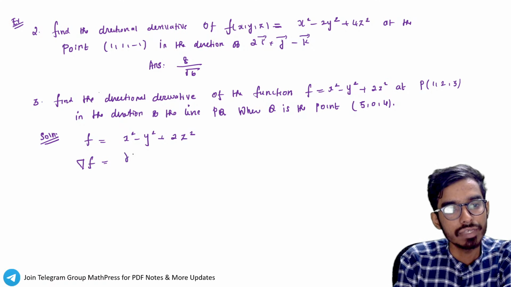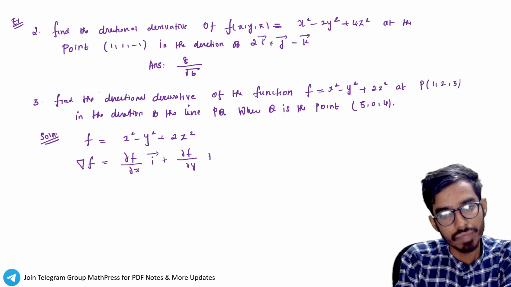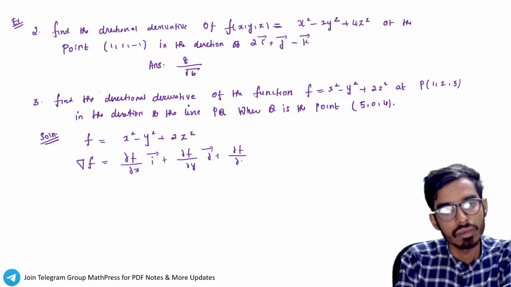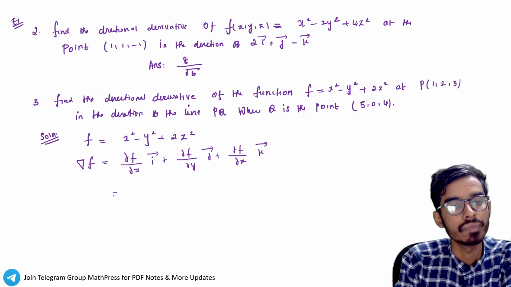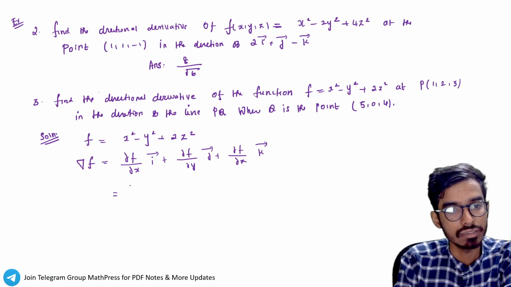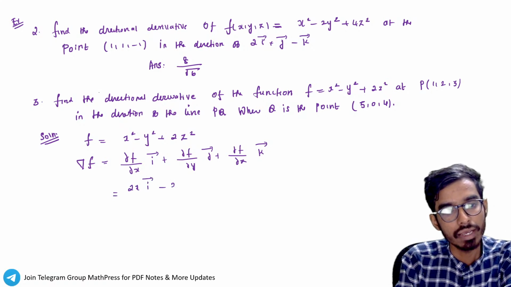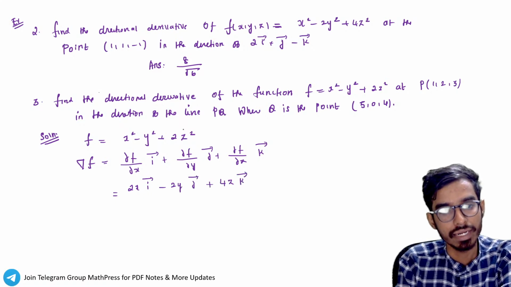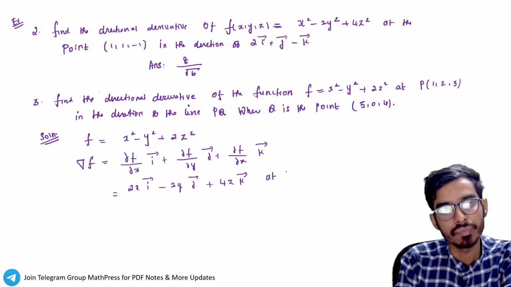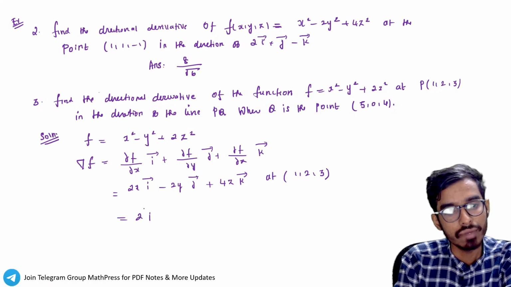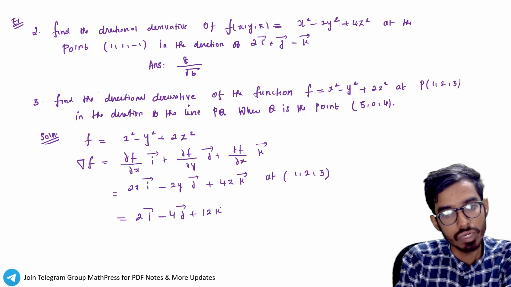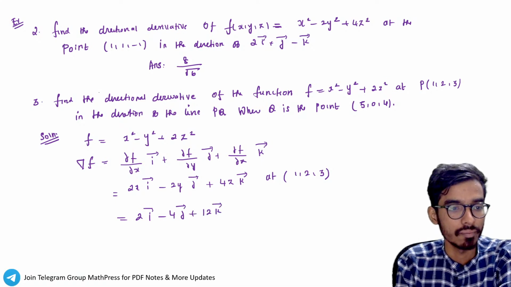So del f is dou f by dou x into i vector plus dou f by dou y into j vector plus dou f by dou z into k vector. Now with respect to x, it will be 2x i vector minus 2y j vector plus 4z k vector, right? Now at the point 1 comma 2 comma 3, this will be 2i vector minus 4j vector plus 12k vector. This is del phi.